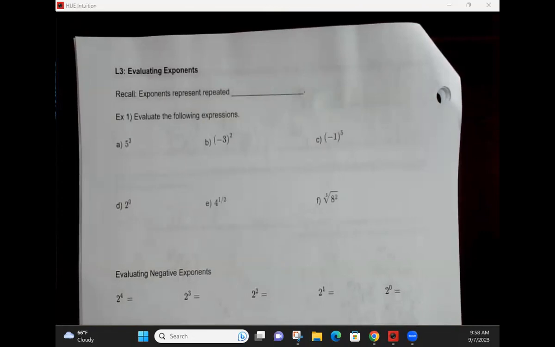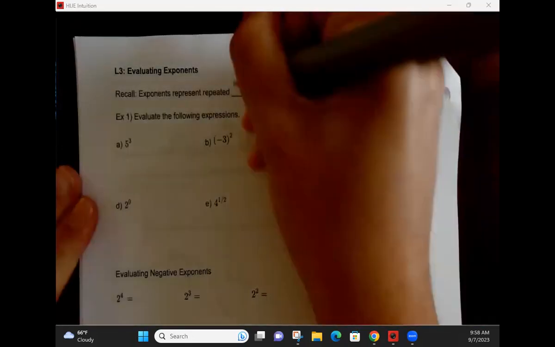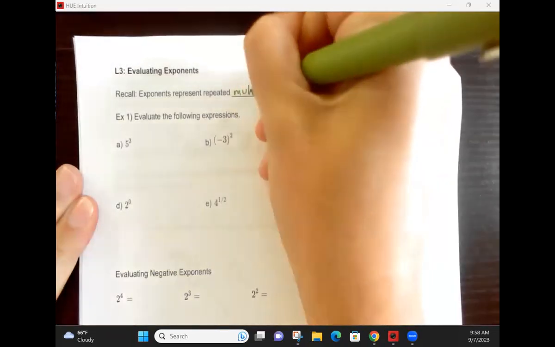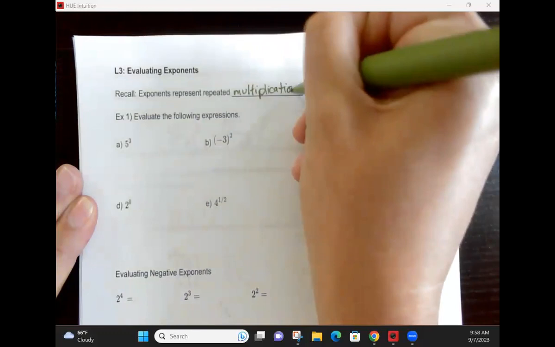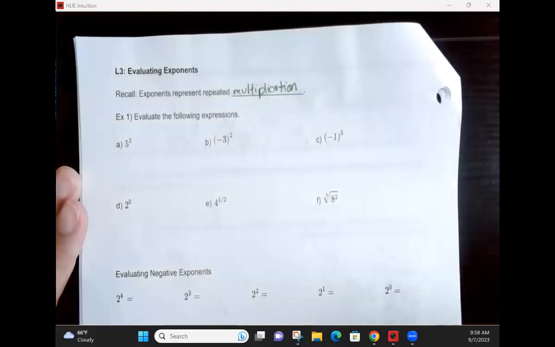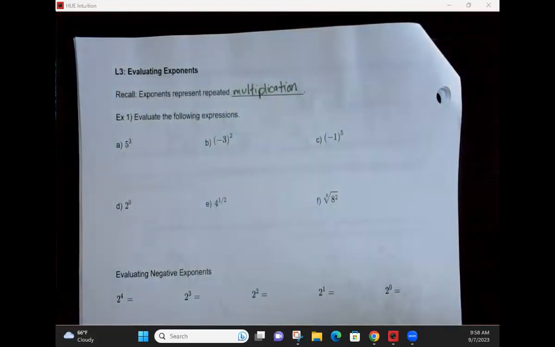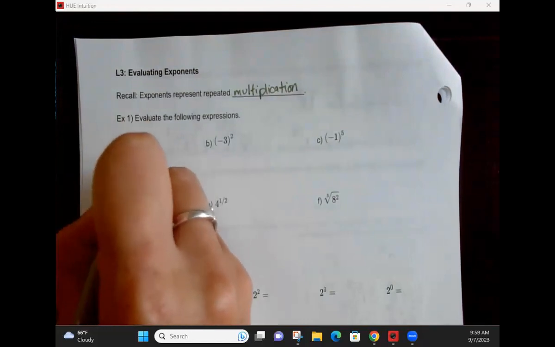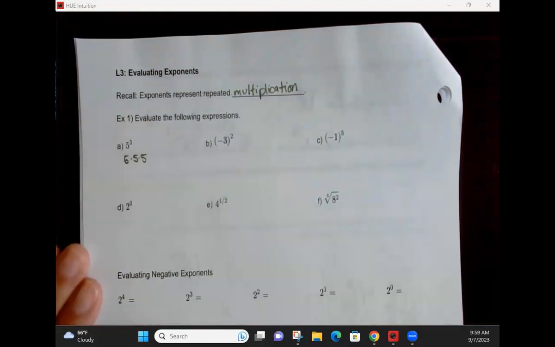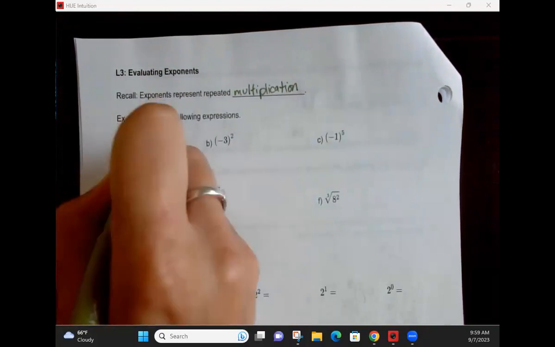Okay, so remember, exponents represent repeated multiplication. So make sure when we're evaluating exponents, it's multiplying that number by itself however many times. Not 5 times 3, but 5 times 5 times 5. Okay, and what is 5 cubed? 125. Good.